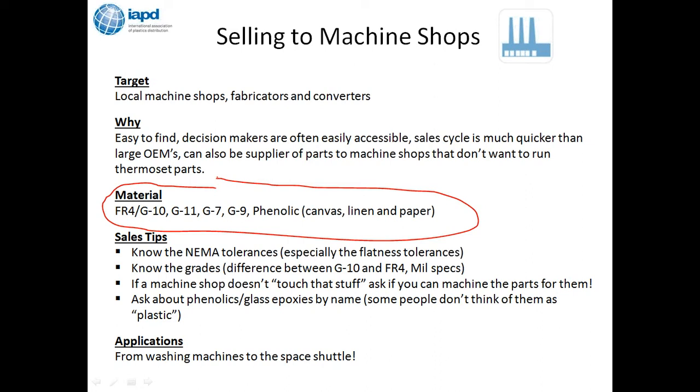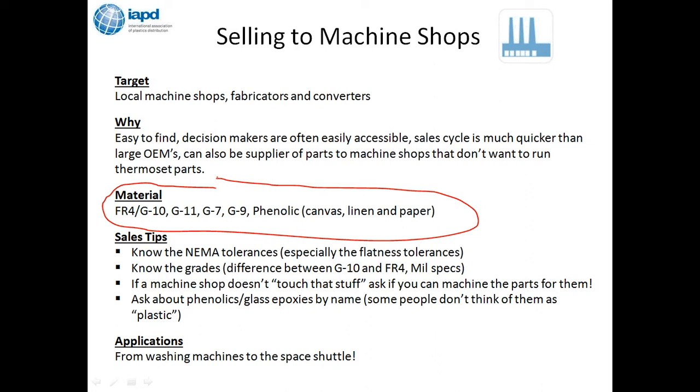And some tips that I've come up with having many years experience working for machine shops is definitely know those NEMA tolerances that we talked about, especially those flatness tolerances. If a machinist is working on a part, and we'll use that 1/8" example of the G10, and their finished part is 125 in G10, they're not going to get that. They're not going to get that in that grade. So know those tolerances. Know the difference between G10 and FR4. If your machinist is calling out, hey, I need some G10, maybe they can use FR4, but maybe they're getting that spec that says they've got to use the /2 versus the /27.